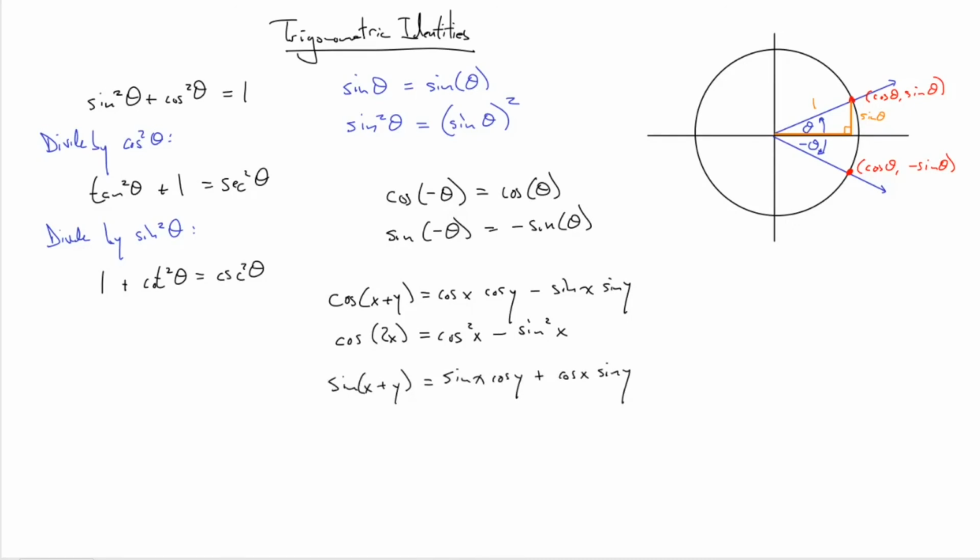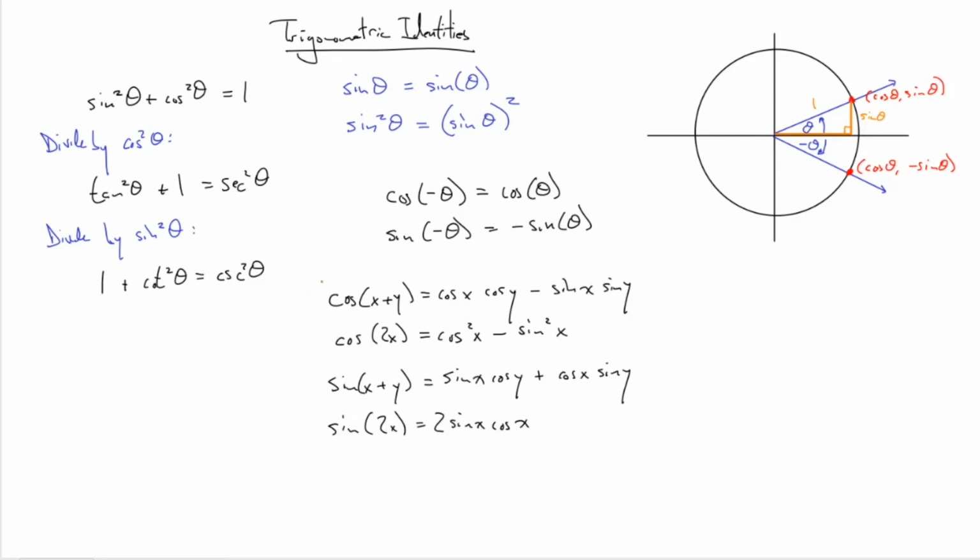Similarly, there's an important trigonometric identity for the sine of x plus y. It's sine x cosine y plus cosine x sine y. And as with the cosine, you often see this in the version where x and y are the same angle and get the sine of 2x, which simplifies to 2 sine x cosine x.